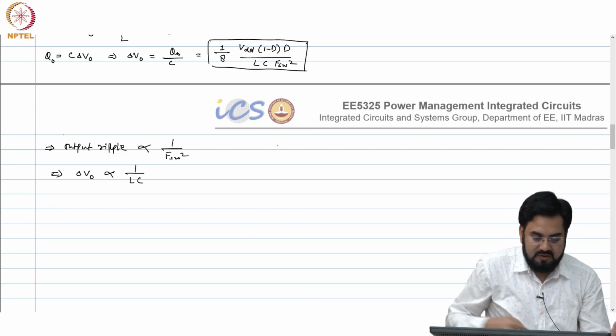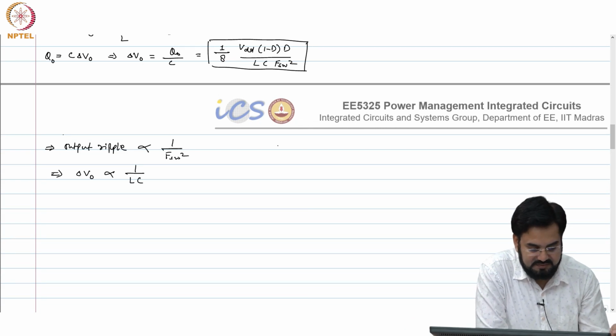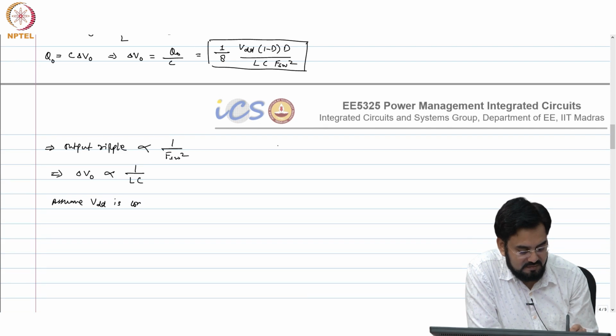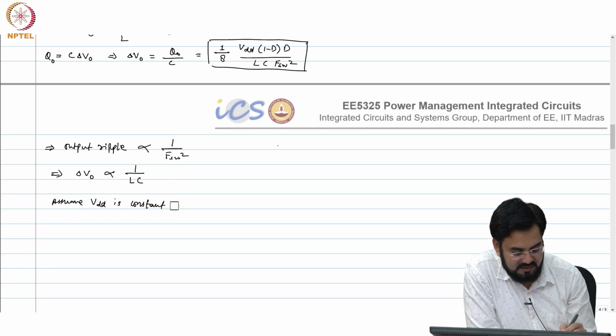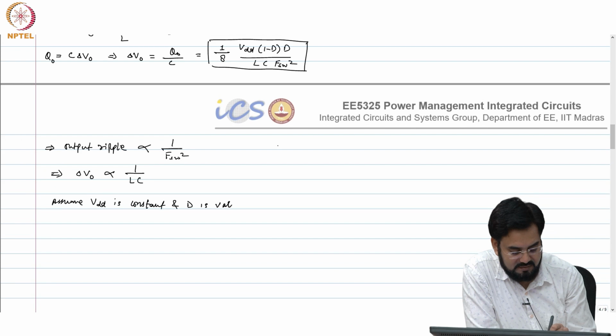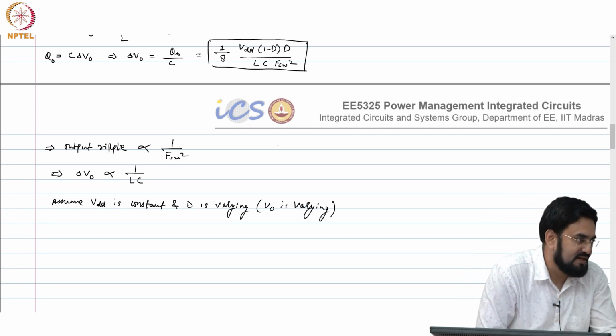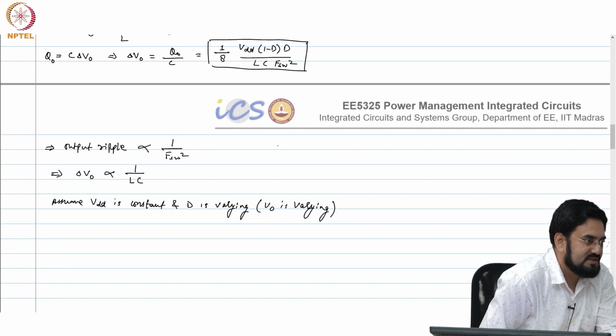Okay. So, how can I find the maximum ripple? So, let us say assume VDD is constant and D is varying, which means V out is varying. Okay. If in is constant, then the only way D can vary is if output is varying.